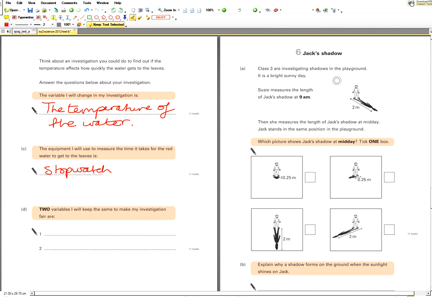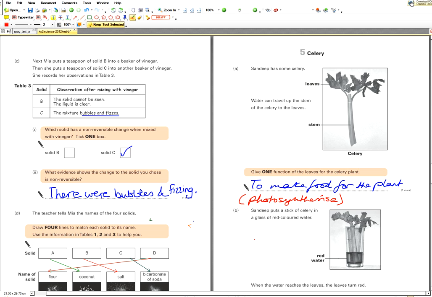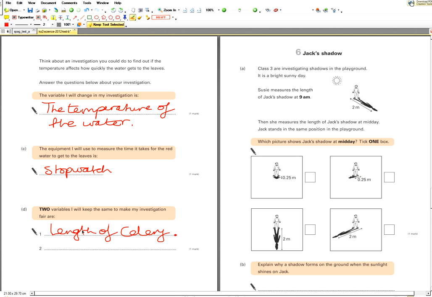Two variables I will keep the same to make my investigation fair are... So how do you keep the investigation fair? Keep what the same? The length of the celery. That's right. Length of celery. What else? Look at the experiment. What else would you keep the same? The amount of water, the red water. That's right. The volume of water, the amount of water.